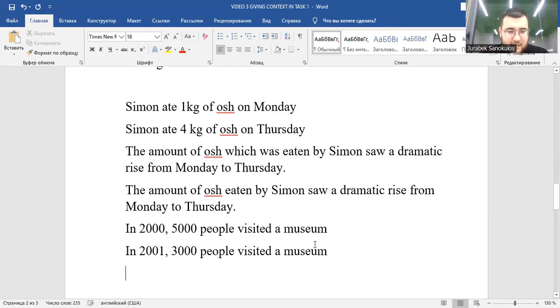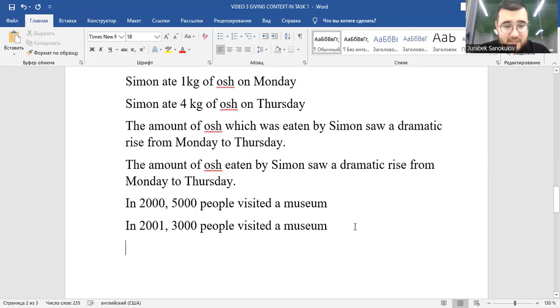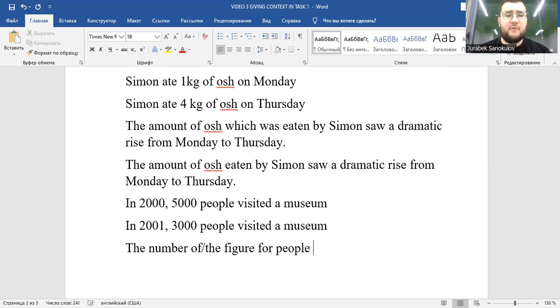So in this case, you can see that there was a decrease, right? So let's identify the context here. So what is changing? It's about people. People is a countable plural noun. So we use the number of, or we can use the figure for, let's just say people. So now we need to ask, which people? We need to clarify this context. Which people? So with people, we don't use which, we use who, right? Who visited a museum?